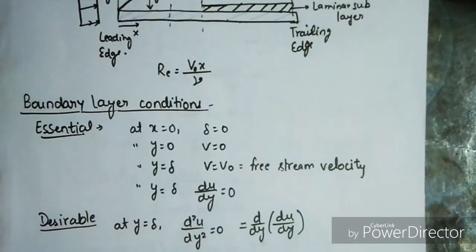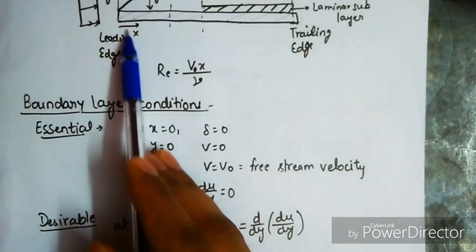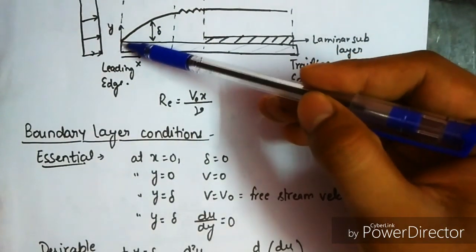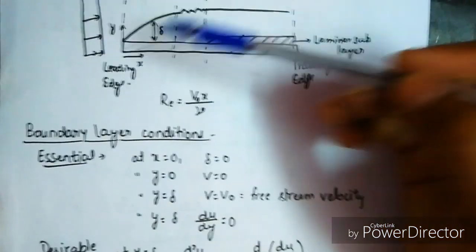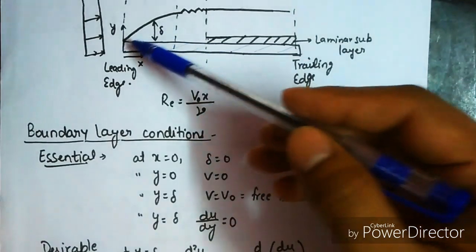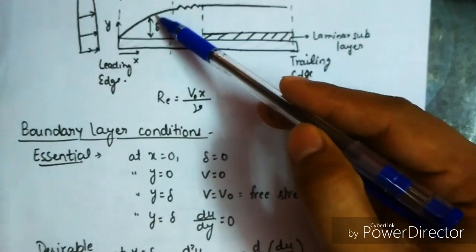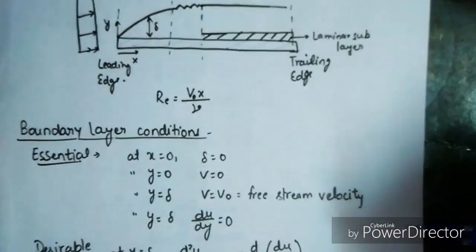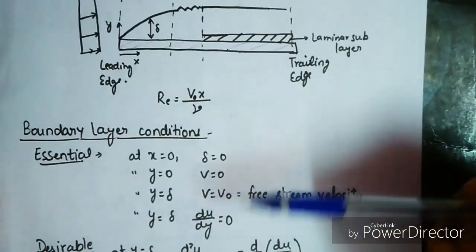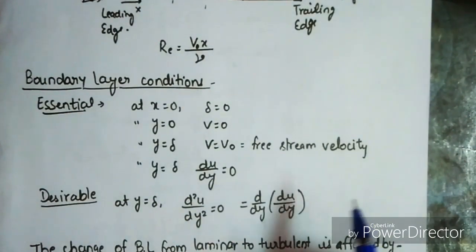There are a few boundary layer conditions we have to memorize. The essential conditions are: at x equals 0, at the start of the boundary layer, delta equals 0, the thickness of the boundary layer is 0. At y equals 0, v equals 0, the velocity here is 0. At y equals delta, v equals v naught, the free stream velocity. At y equals delta, du upon dy, the rate of change of velocity, equals 0. There is also a desirable condition: at y equals delta, d square u upon dy square equals 0.